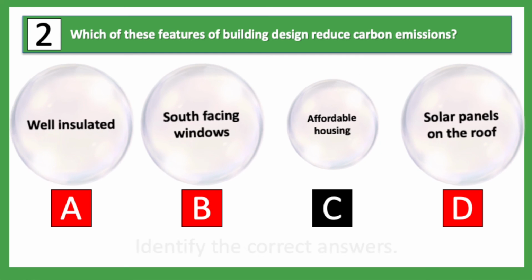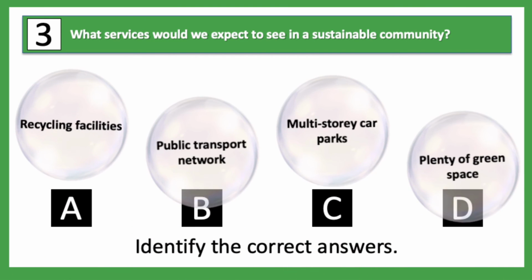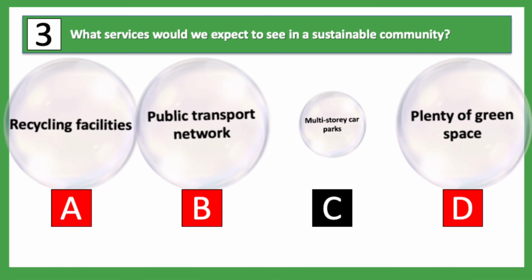Okay, are we ready? It is A, B and D. So being well insulated, south-facing windows that make the most of the sun, and the solar panels on the roof. Affordable housing is not a feature of building design. What services would we expect to see in a sustainable community? So recycling facilities, public transport network, multi-storey car parks, plenty of green space. So which services would we expect to see in a sustainable community? Let's have a look. So we've got our recycling facilities, the public transport network, and plenty of green space.